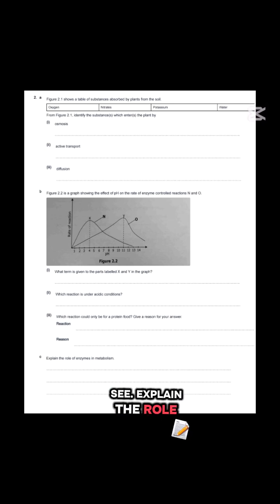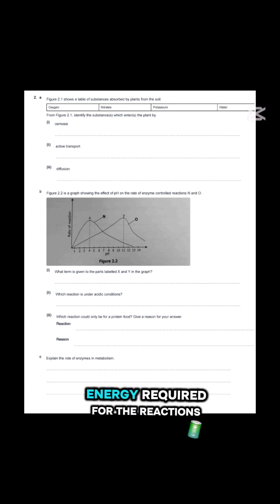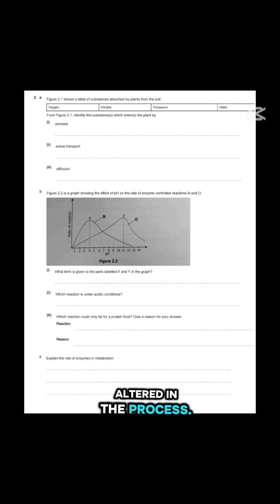C. Explain the role of enzymes in metabolism. Answer: enzymes function as biological catalysts. They speed up the rate of metabolic, chemical, reactions in living organisms by lowering the activation energy required for the reactions to occur, without being consumed or altered in the process.